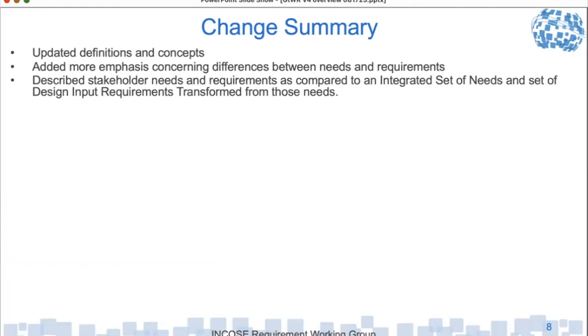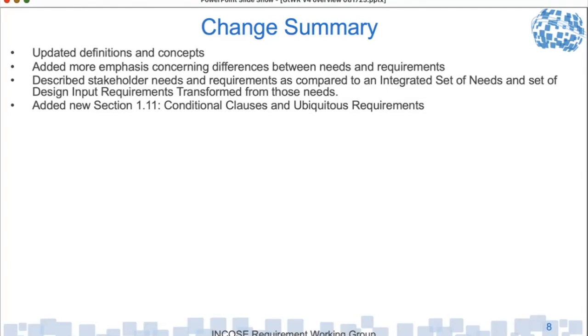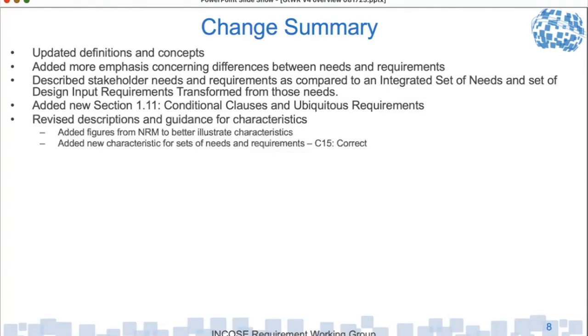Describe stakeholder needs and requirements as compared to the integrated set of needs and a set of design input requirements transformed from those needs. We added a new section 1.11 concerning conditional clauses and ambiguous requirements, and I'll talk a little bit more about just what that was. Revise the descriptions and guidance for the characteristics. To make the document a little more standalone, we pulled in some of the key figures from the Needs and Requirements Manual, included them in the Guide to Writing Requirements to help better illustrate the concepts behind those characteristics.